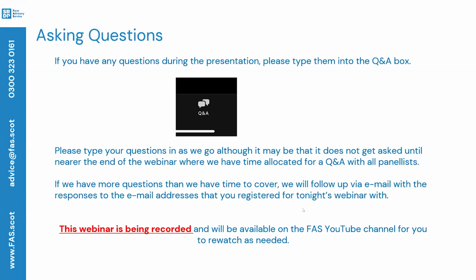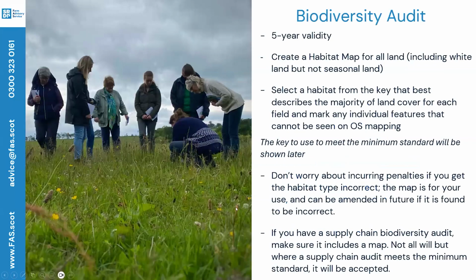So, without further ado, we'll make a start and look at what is a biodiversity audit and what is required. A biodiversity audit is one element under the whole farm plan, of which there are 5. And it's an element that has a 5-year validity. So once prepared, you would need to update the information at least once every 5 years. And for 2025, a biodiversity audit is best described as a habitat map, or what you need to do is effectively create a habitat map.